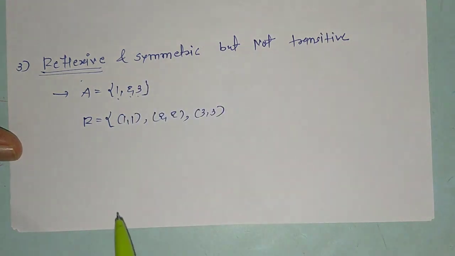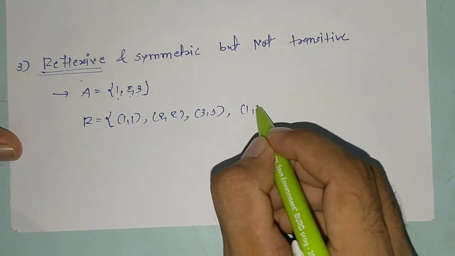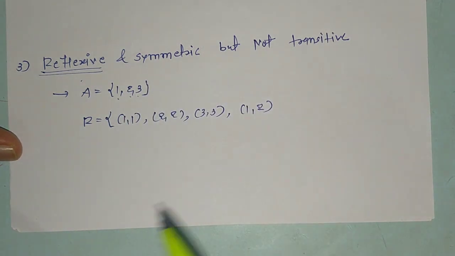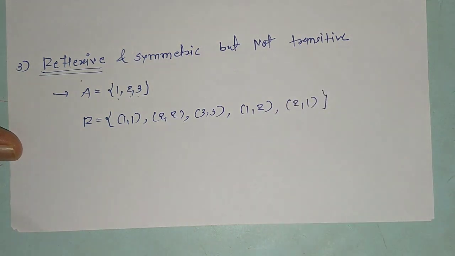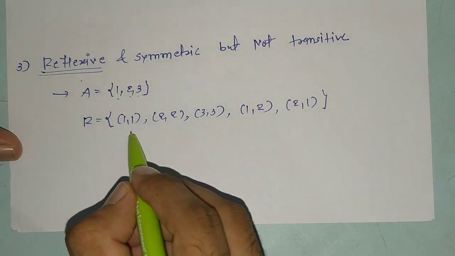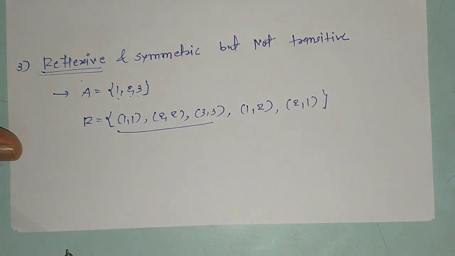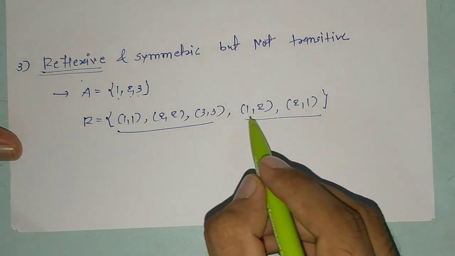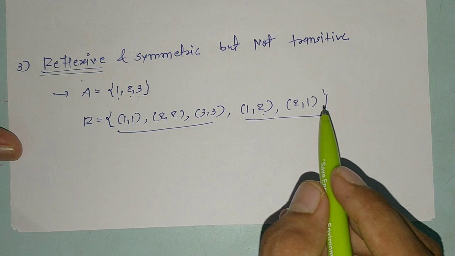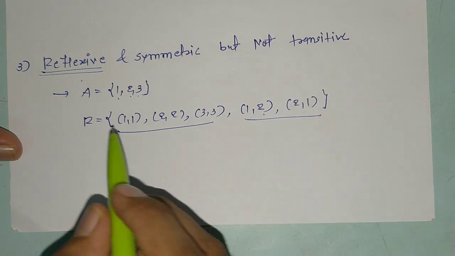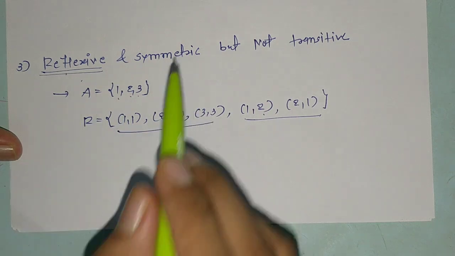Now for the symmetry part, take any pair 1 comma 2 and make its symmetric part 2 comma 1 and finish the relation. This satisfies the definition of reflexivity, and this satisfies the definition of symmetricity. If 1 comma 2 is there, then 2 comma 1 is there. So this relation is reflexive and symmetric.